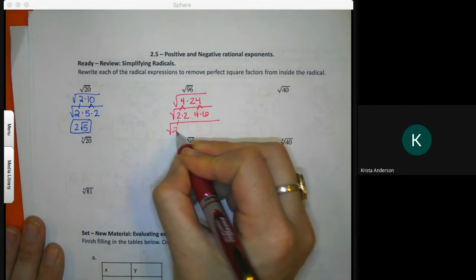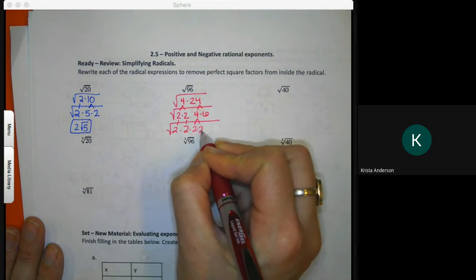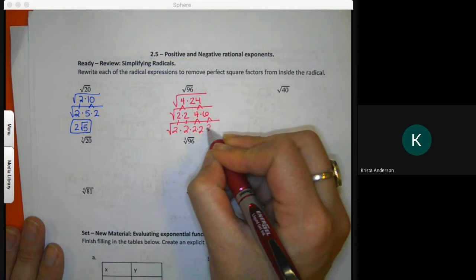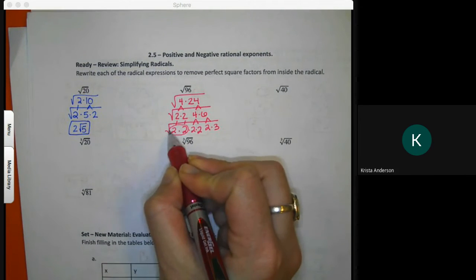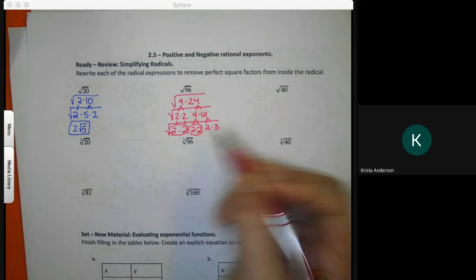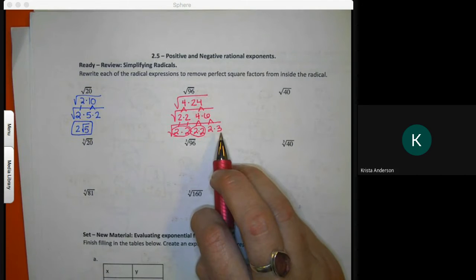This 2 drops down. 4 splits into 2 times 2, and 6 breaks into 2 times 3. Usually if you get the answer wrong, sometimes you forget to drop down these ones or to split them up. Dang, there's a lot of 2s. There are. So I have this pair and I have this pair. Can that 2 leave? No, it can't leave. There's not another 2 to leave with it. Can that 3 leave? No, because there's not another 3 to leave with it.